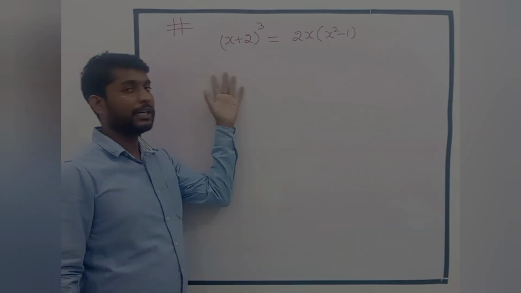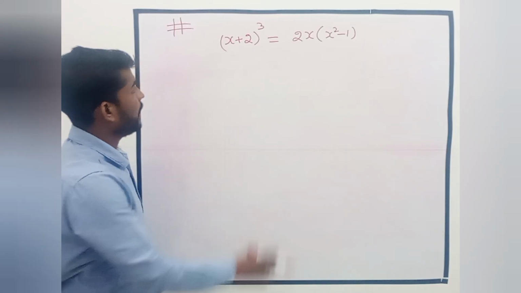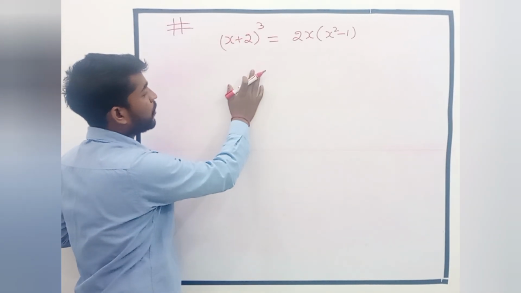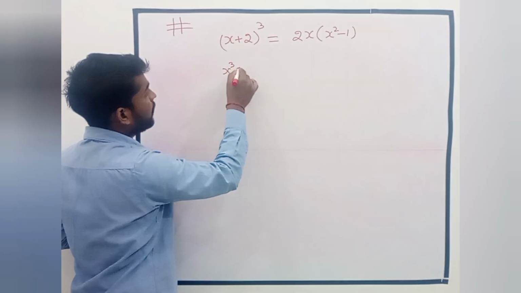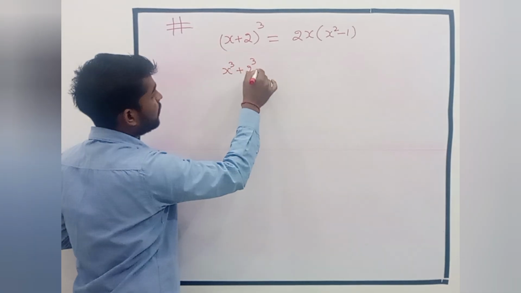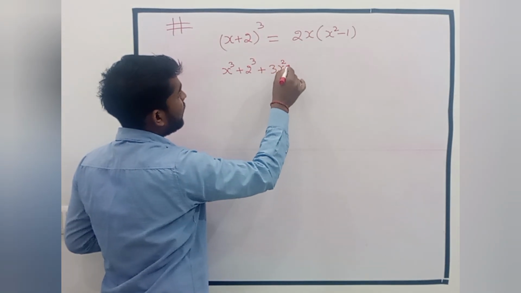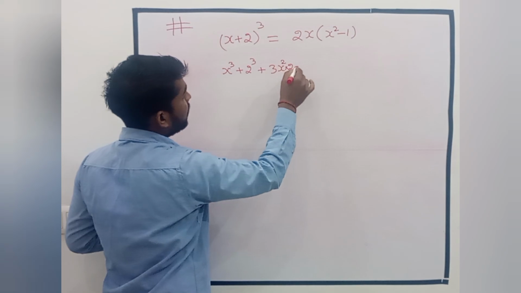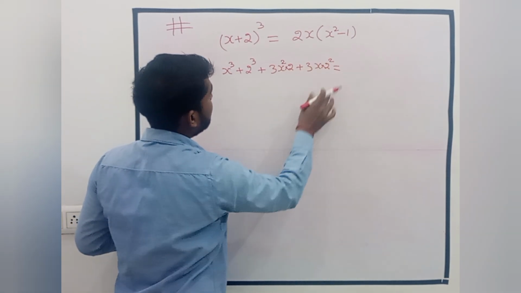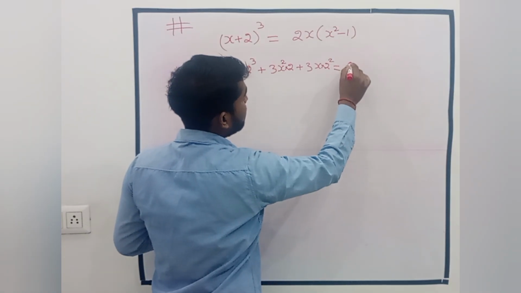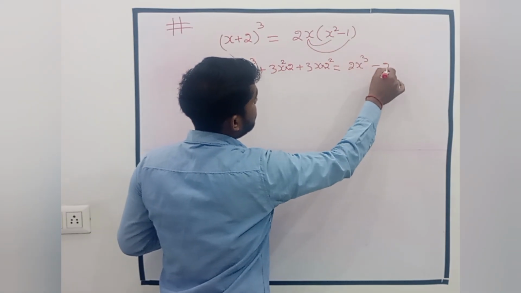We will come to another new question, and in this question we will check whether this is a quadratic equation or not. And this is the cube term, and we can write x cube plus 2 cube plus 3 a square 3, and into 3 a b square, and this again multiply this, and this is 2x cube and minus 2x.